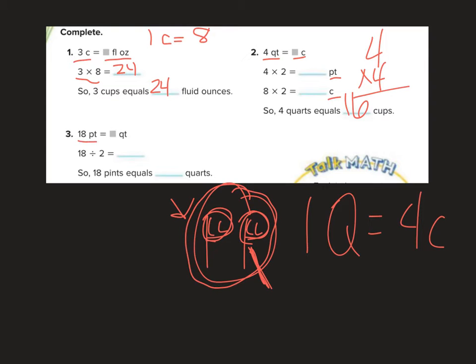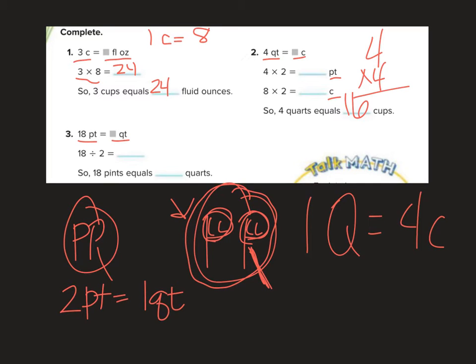So here we have 18 pints are in how many quarts? If I have 1 quart, I know that there are 2 pints. So 2 pints equals 1 quart. If I want to know how many 18 pints are, I need to divide, right? Because in order to go from pints to quarts, I divided by 2. So I need to do 18 divided by 2, and I would get 9. 18 pints equals 9 quarts.